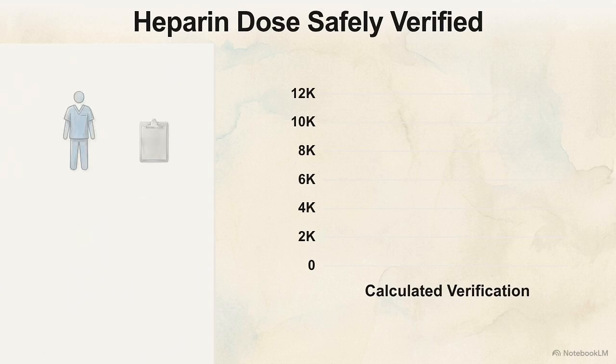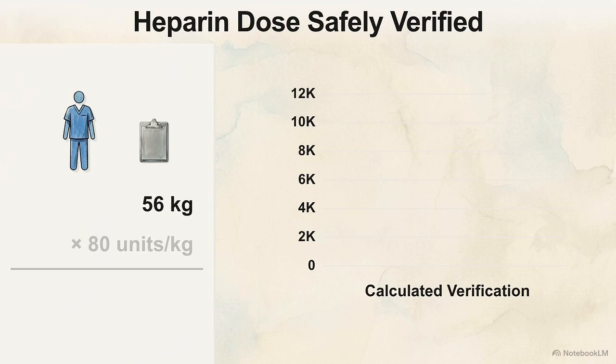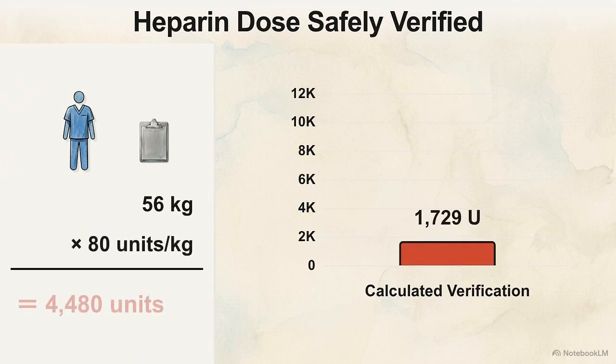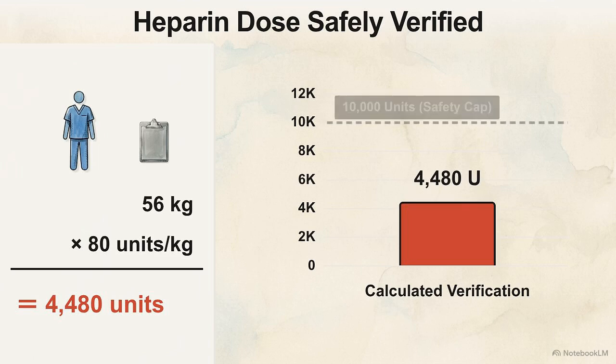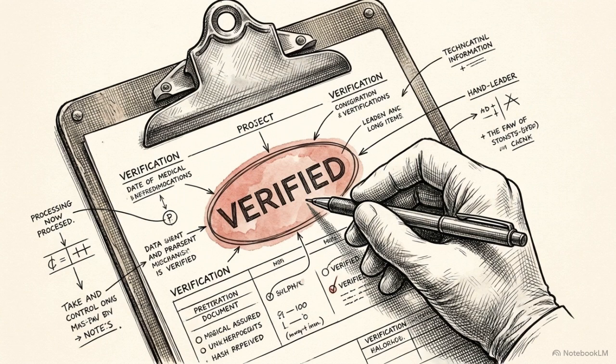Accuracy requires constant verification. For a 56-kilogram patient ordered at 80 units per kilogram of heparin, the dose must be calculated at exactly 4,480 units, well within the 10,000-unit safety cap. Writing out full words and verifying every decimal point creates a physical barrier between the medication and a lethal mistake.